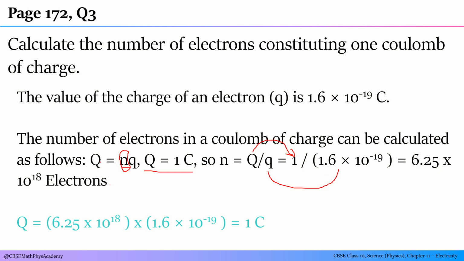So when you substitute this formula, this is how it looks. Just for 1 coulomb of charge, you have 6.25 into 10 power 18 electrons, with each electron having this amount of charge, bringing in totally 1 coulomb.